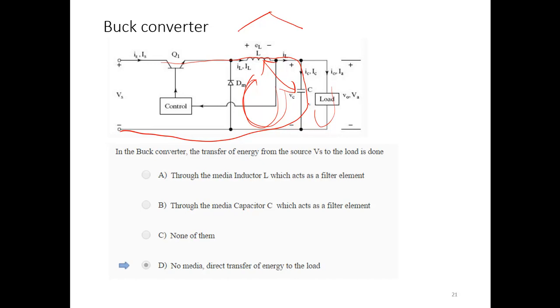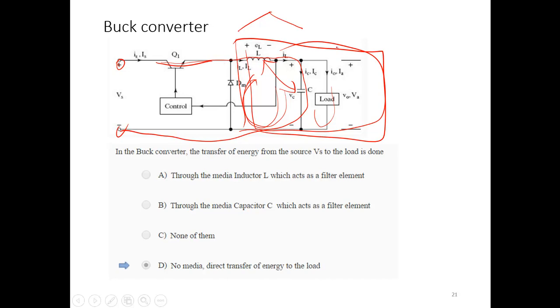What is happening in the buck converter? The energy transfer to the load is done with no media, directly to the load, because this is the load here. When you turn on, you supply power directly to this load. There is no inductor or any other source. But in other converters, you're going to see there is a media there. This is the filter, a part of the load. You close the switch, and it directly applies power to the load. No media, direct energy transfer to the load.